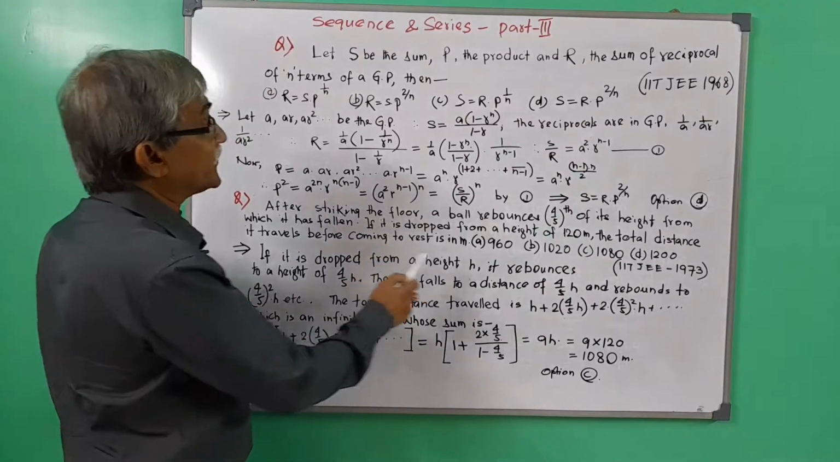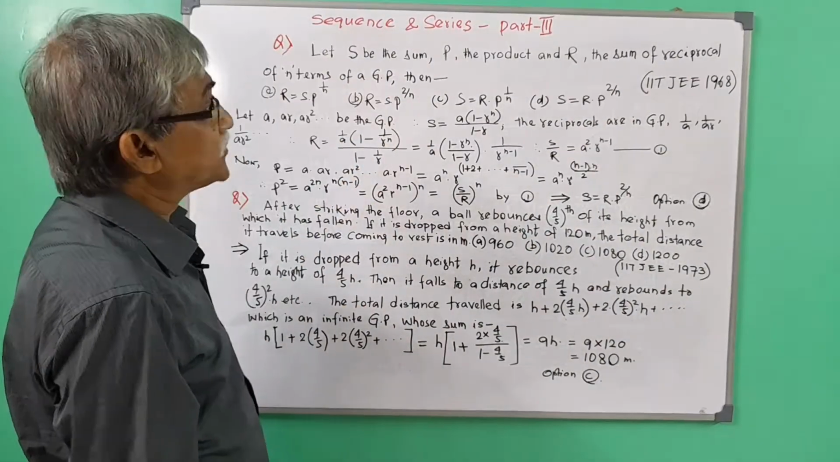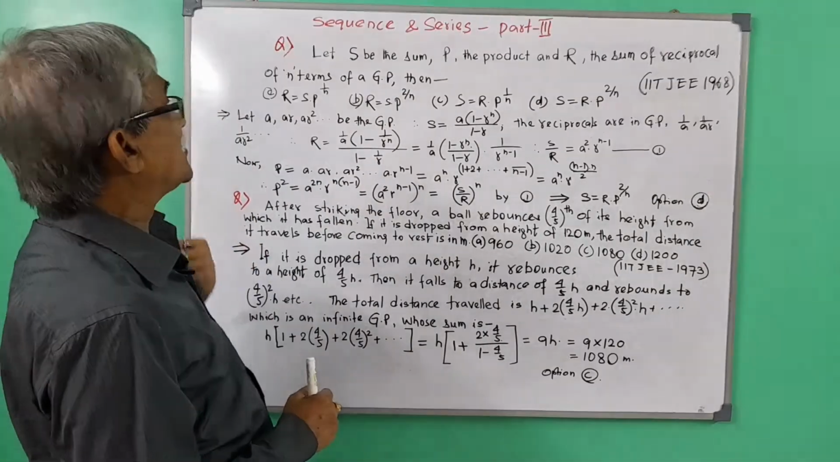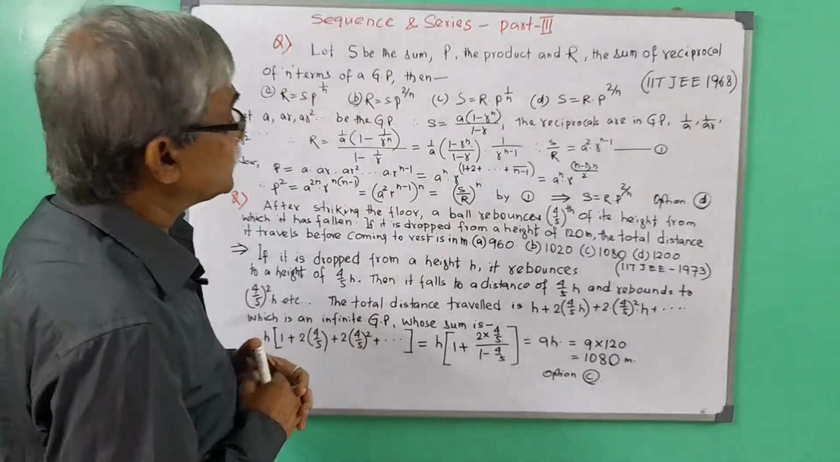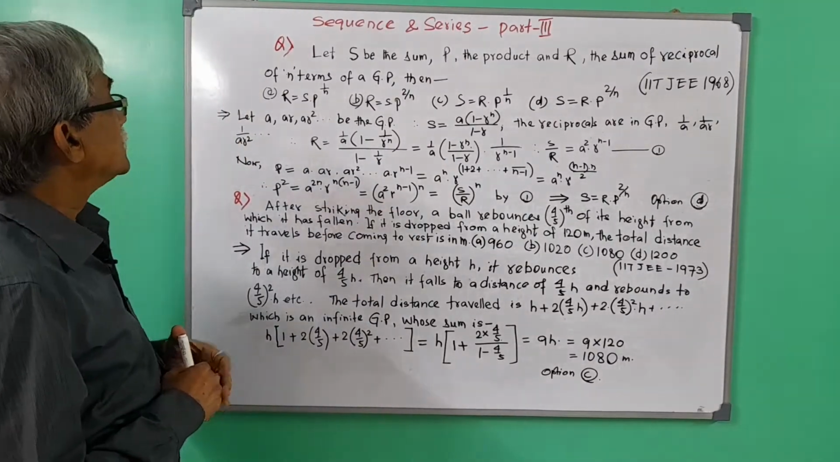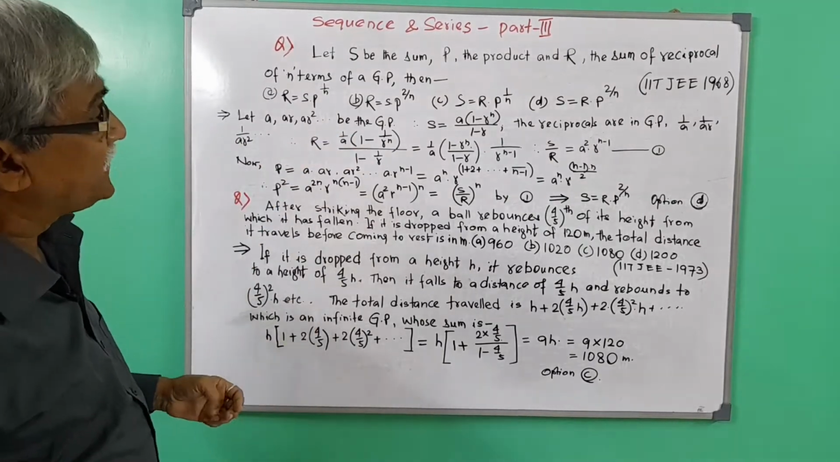So going to the next question, this is from IIT JEE 1968. Let S be the sum, P be the product, and R the sum of the reciprocals of n terms of a GP. Then there are 4 options and you have to choose the correct option. So let A, AR, AR square, dot dot dot, that is up to n terms, be the GP.